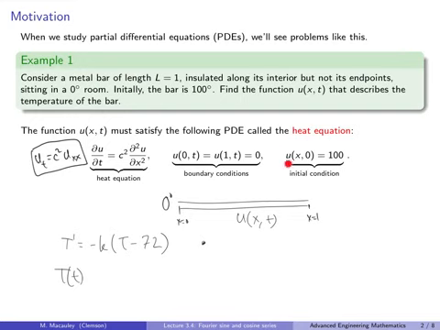And then we need an initial condition. This is what happens at time equals 0 and as a function of x. In this case, it was 100 degrees. Okay, so that's a little crash course to basic PDEs. And again, we will do this soon.